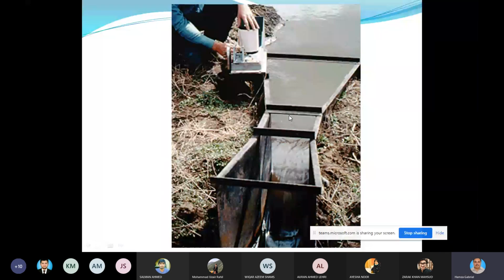So again, by measurement of head upstream, especially in the free flow conditions, we can accurately measure the discharge. But if it is a submerged condition, then your accuracy will be compromised, and you have to then measure head downstream as well and use a different formula.